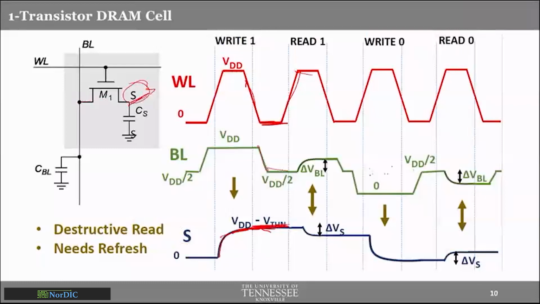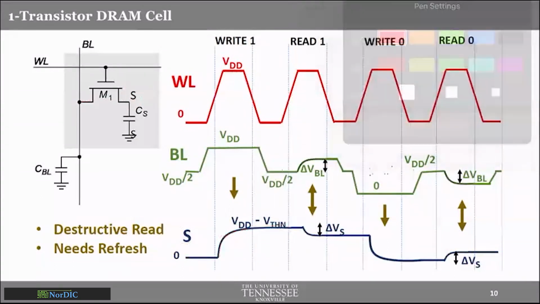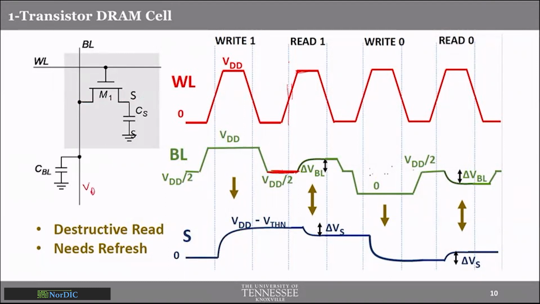I told you that during the read operation, the bit line is kept at VDD over 2. Okay, so as you see, the bit line is kept at VDD over 2, and then you have turned on the word line here. As soon as you turn on the word line, the bit line is at VDD over 2, and you had VDD here before. These two nodes will start sharing voltages, and then the bit line will start charging up.